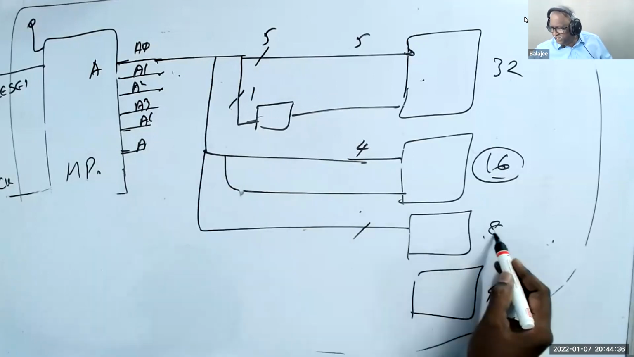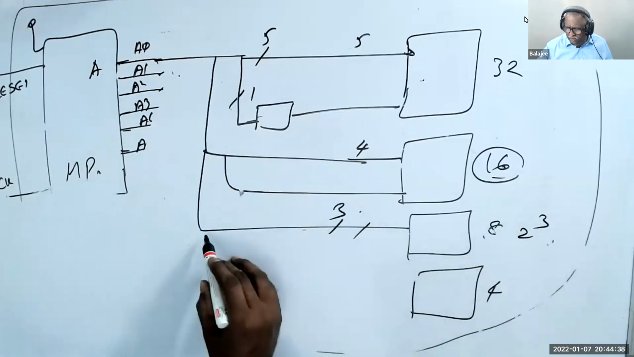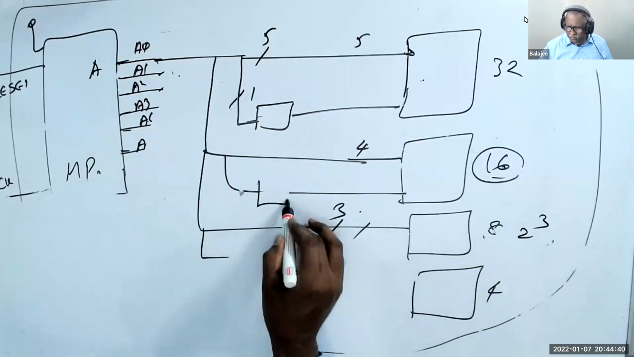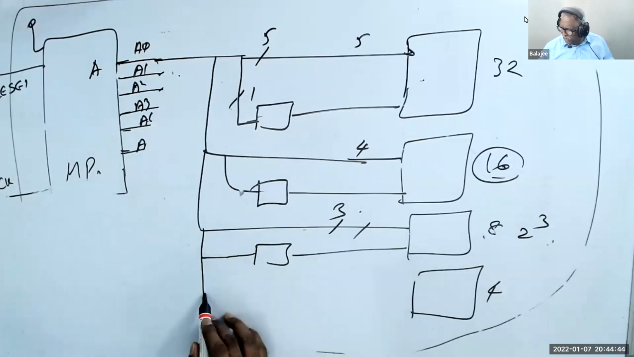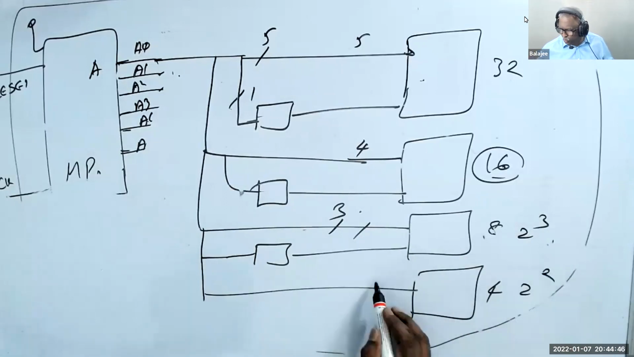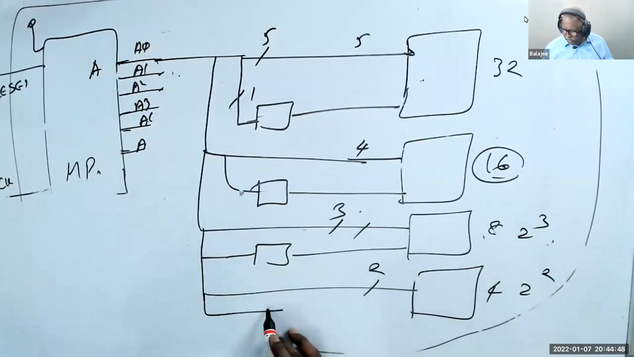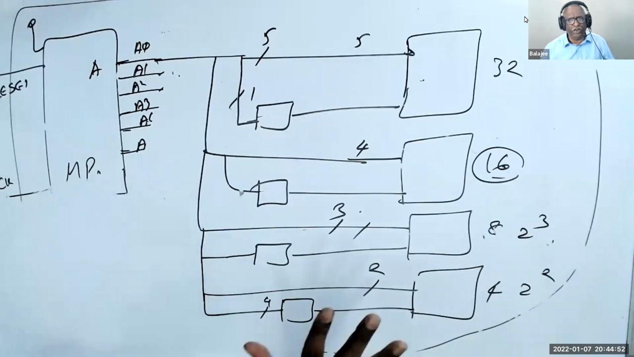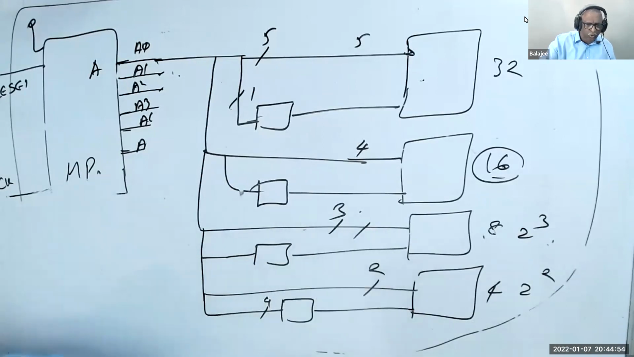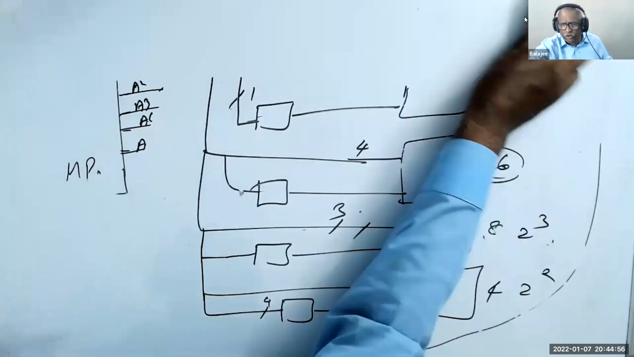2 power 3 is 8. I take 3 here, 3 here. And when I get here, 2 power 2 is 4. I connect 2 here. I take the 4 here and connect. This will confuse you, I know that. Now I do the other way. You totally forget this.